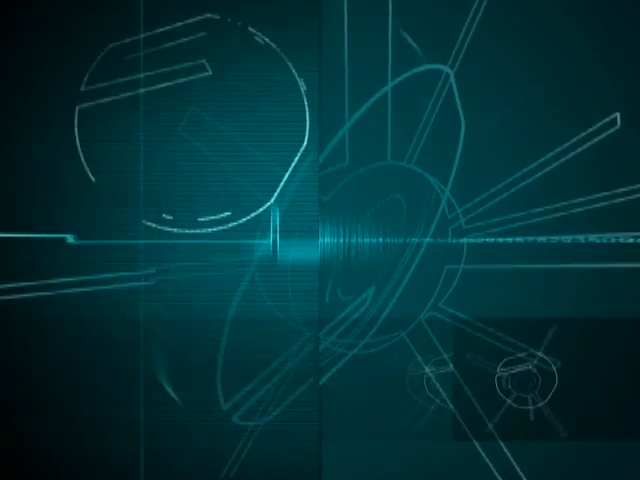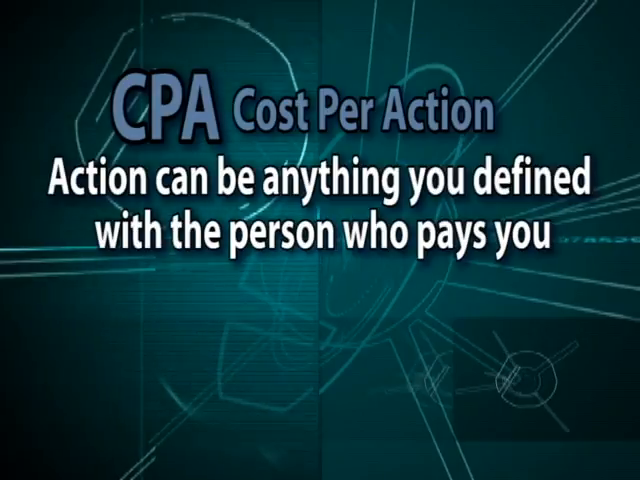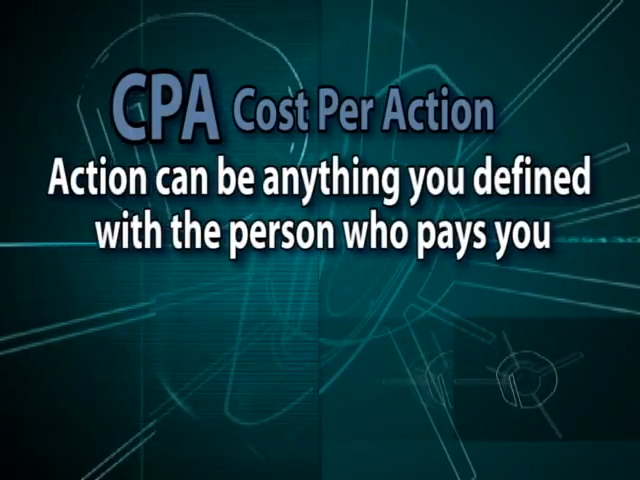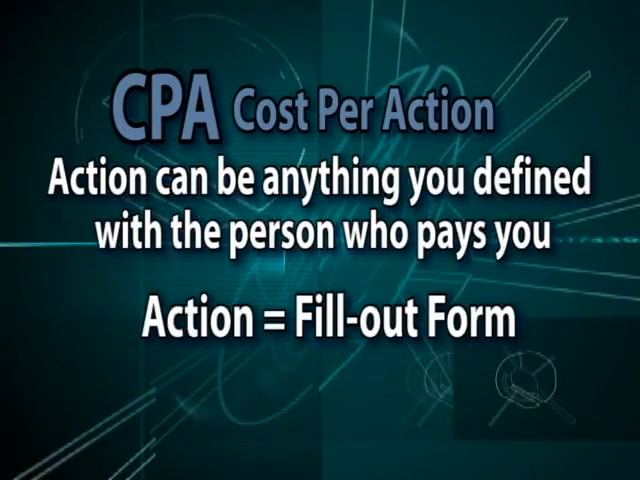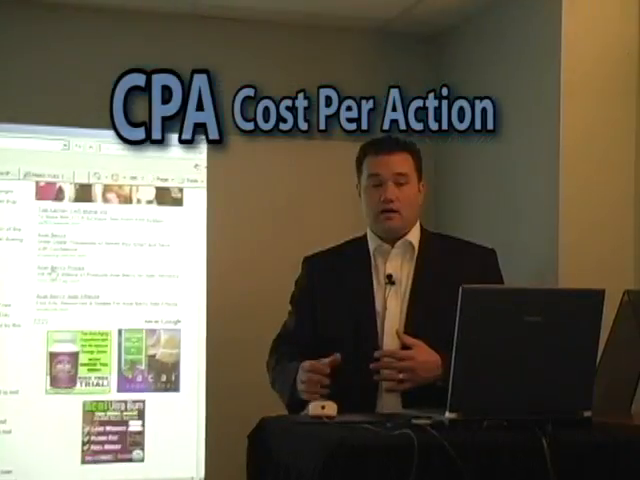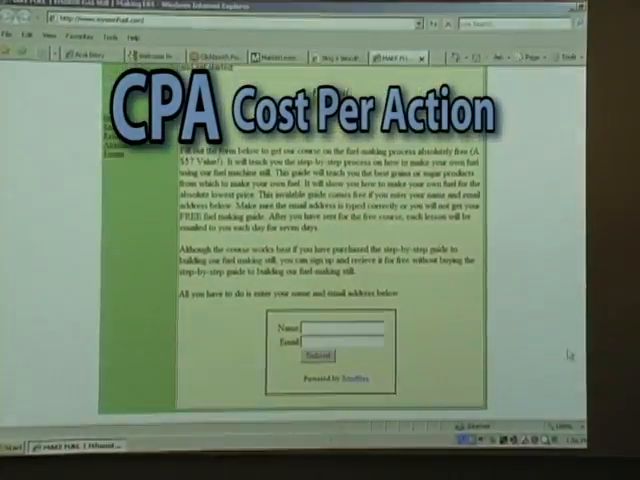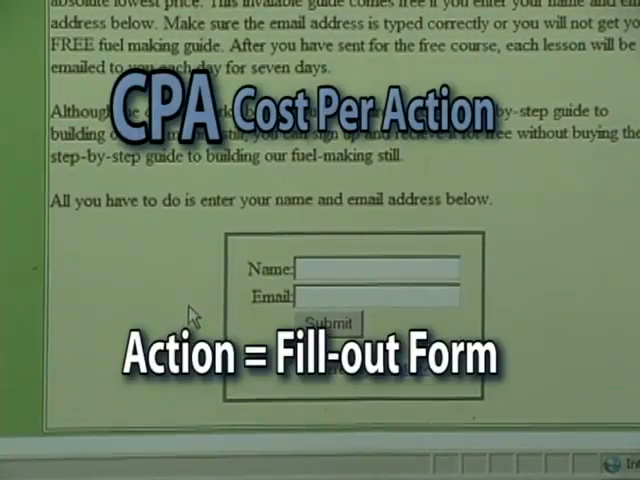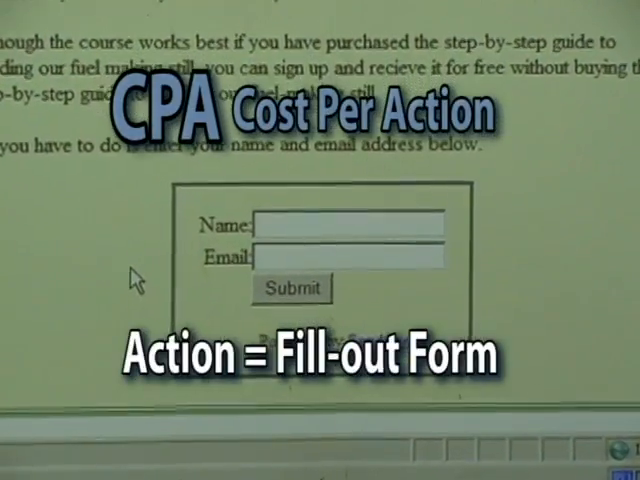The third is CPA, or cost per action. An action can be anything that you define with the person that's going to pay you. So for instance, an action could be maybe someone fills out a form on my website. Here's an example of a form. At the bottom of this website, you can see that I have name and email. I might get paid here for every person that I persuade to fill out that short form and click the submit button. That would be considered an action.